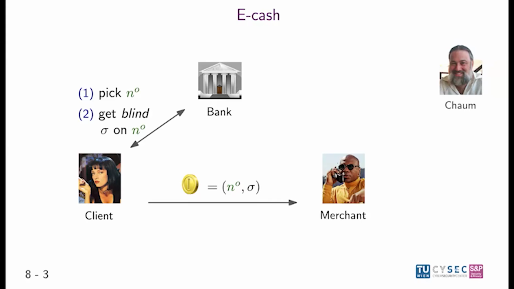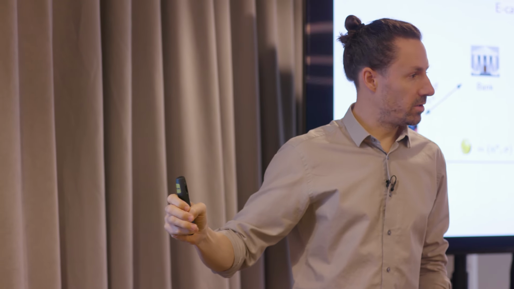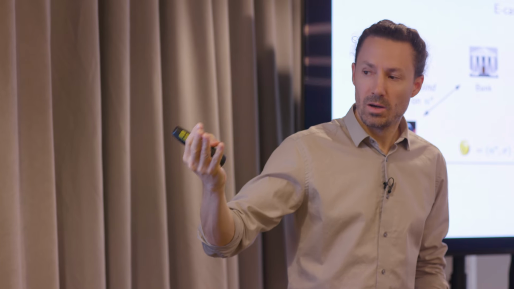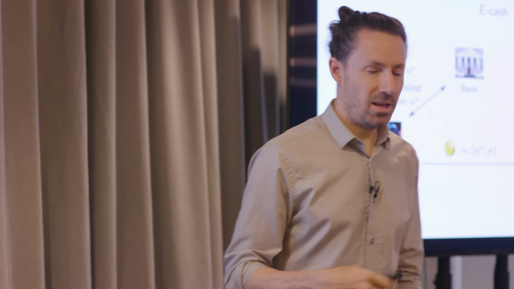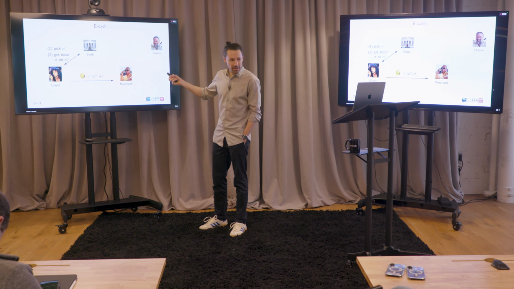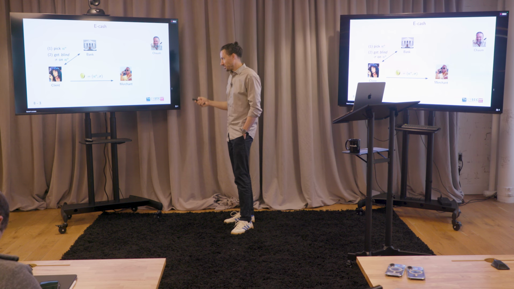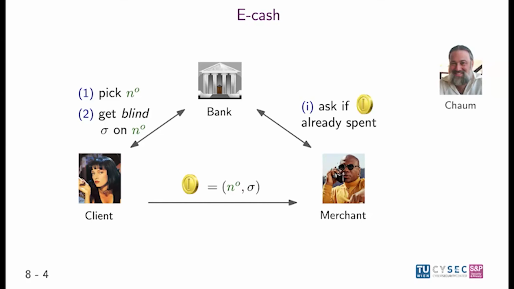When she wants to use the coin to spend it, she just passes on this information, and then you immediately see, well, it's not physical, it's digital, you can copy it. What about double spending? How can we prevent the client from spending this anywhere? And so this is online e-cash, and the solution is very simple. It's basically like in Bitcoin. You check whether it's already been spent, right?